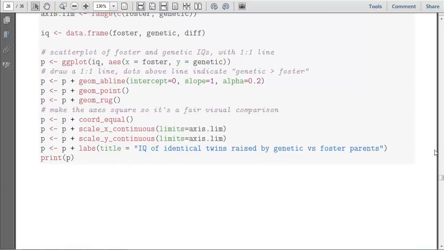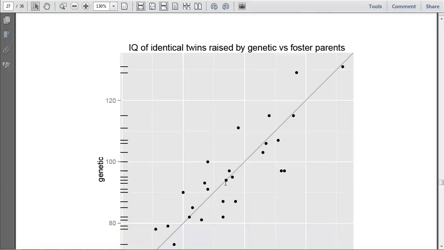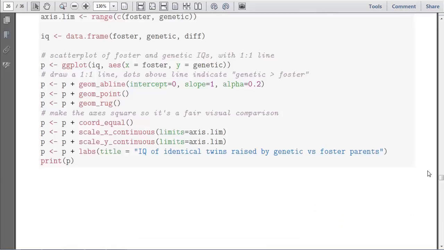I'll page back up. Then I decided, let me add a reference line to this. And so there's the geometric object abline. The a and the b refer to the intercept and the slope. So I have a 0 intercept and a slope of 1. That gives us a diagonal line. And alpha equals 0.2 says it's going to be fairly light. And notice I make that the first object that I plot, so that the points, the actual data, lie on top of the line. If we page down for a second, it only happens a couple times, but some of my points lie right on top of the line. That's when the IQs were identical, at least for that measurement, for the genetic and the foster kids.